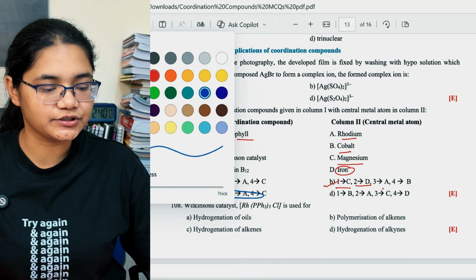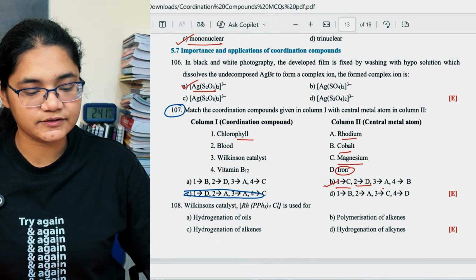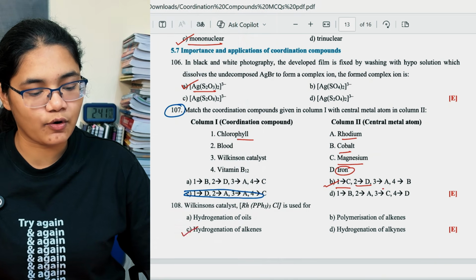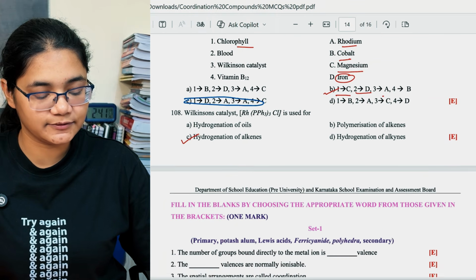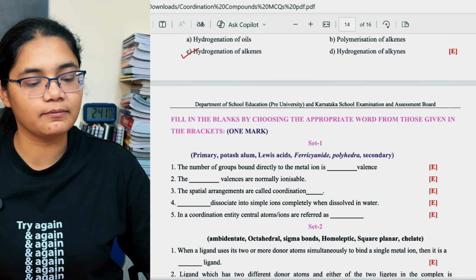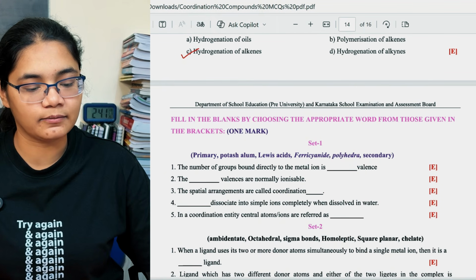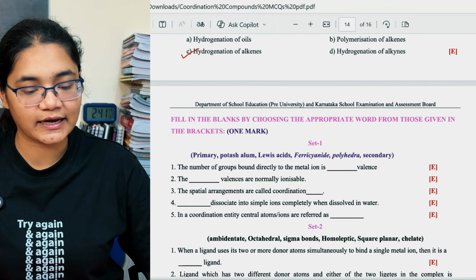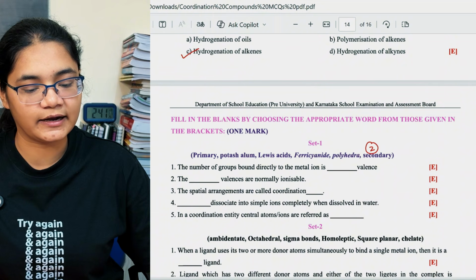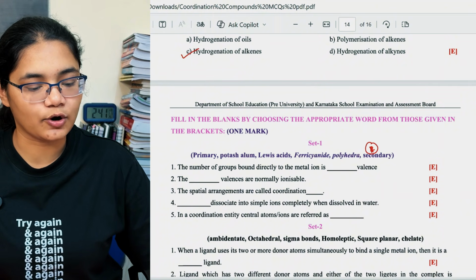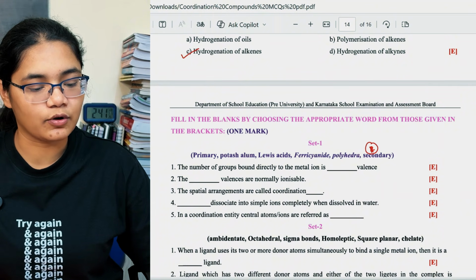Next, moving to question number 108, it is used for the hydrogenation of alkenes to give you alkanes. Next, we'll do the fill in the blanks questions. The number of groups bound directly to the metal is called its secondary valency. Number of groups directly attached is secondary valency, so this is option 1. The dash valencies are normally ionizable. The primary valencies are ionizable.